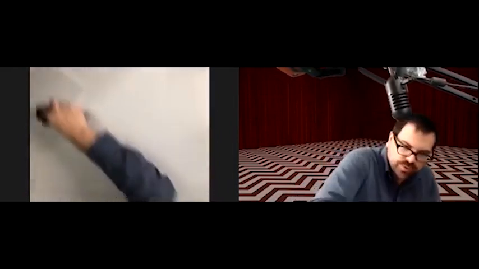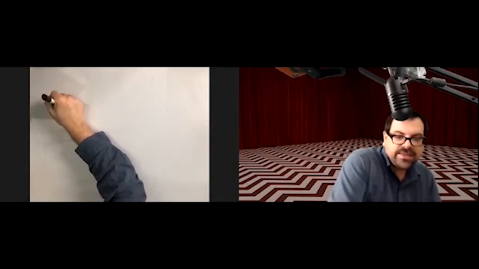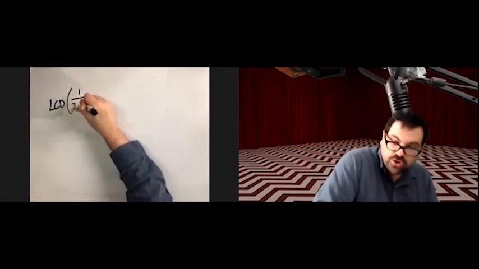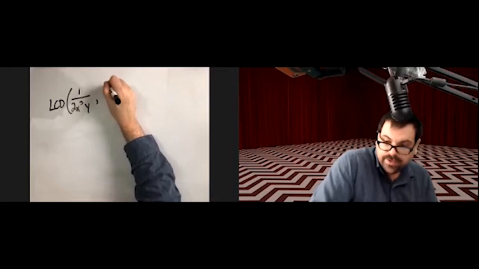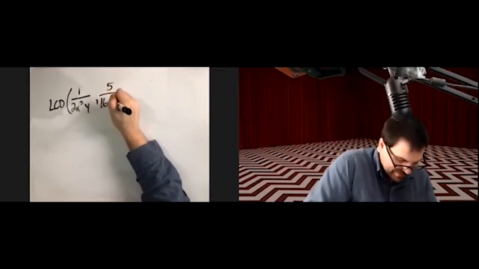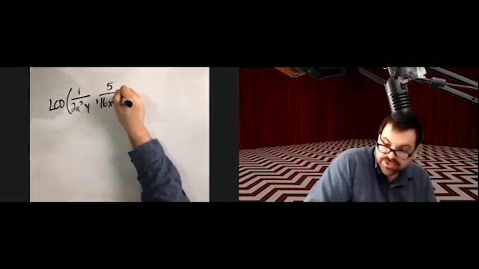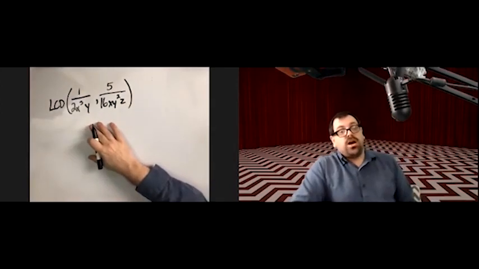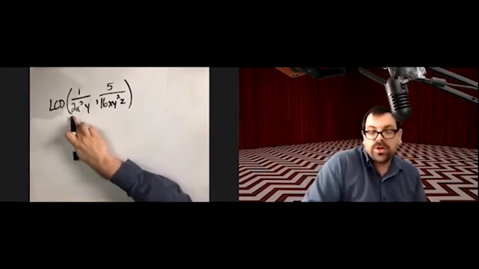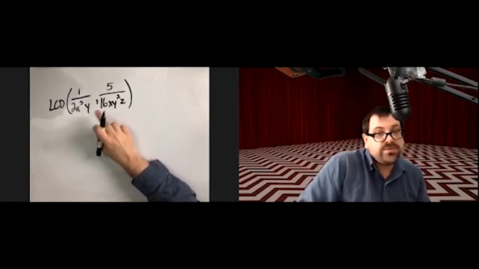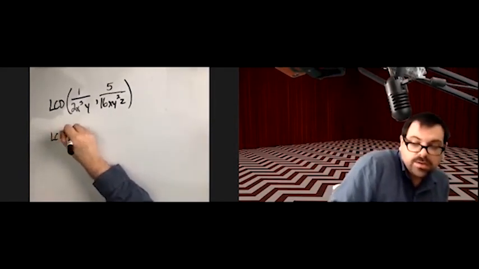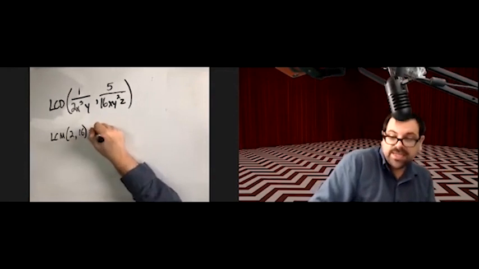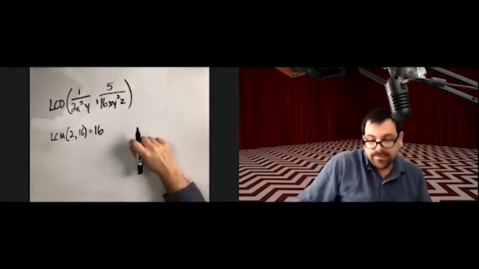Now let's relate this to expressions. Let's find the least common denominator of 1 over 2x cubed y and 5 over 16xy squared z. Now this looks way more complicated, but really it's not. We're going to do what we did with finding the least common multiple of 2 and 16. And since the skip count list for 2 would include 16, we just know that's going to be 16.